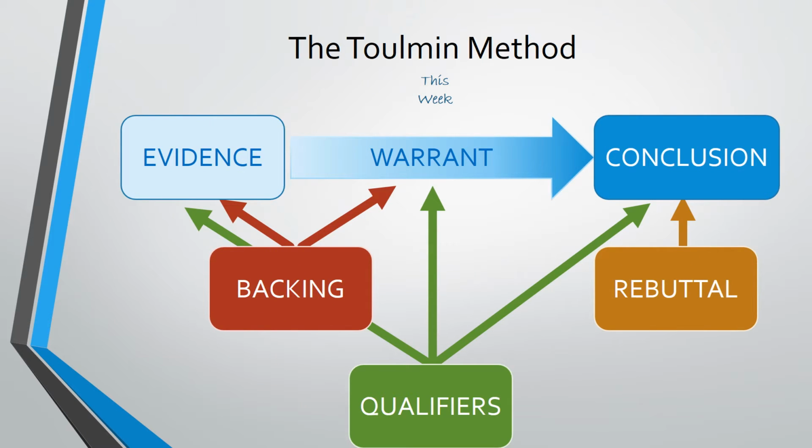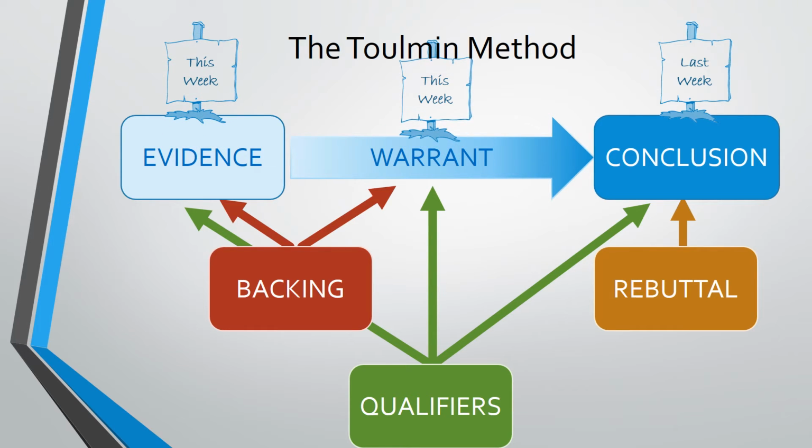You'll recall from last week this map of the 6 primary components of the Toulmin method for argumentation. We've also said a few things about the first primary component, the conclusion. Well, for the next several weeks, we'll be focusing on the others. In particular, we'll be taking a good hard look at evidence this week and at warrant next week. These, of course, are the other two major components of the Toulmin method, along with the conclusion.